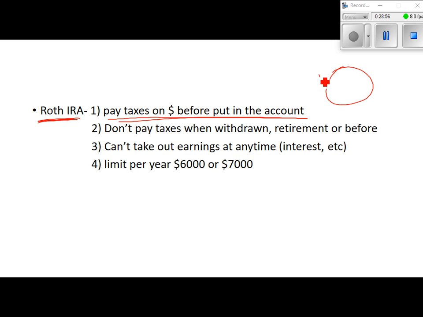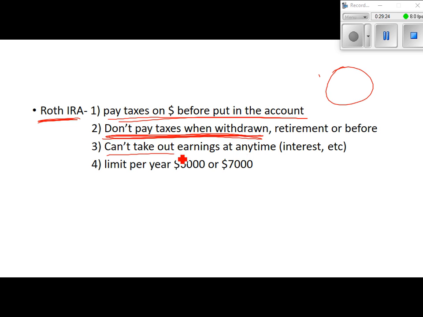Once you pay those taxes, you don't pay taxes when you withdraw it. And you can withdraw this money anytime, before retirement, whenever, because it's your money now. So you're putting it into this Roth IRA account, and you don't have to worry about paying taxes on it ever again. So if you retire, then you're just drawing that money out without paying the taxes.